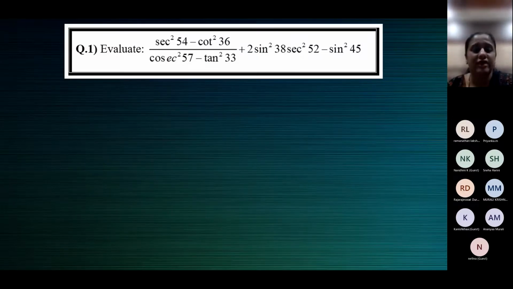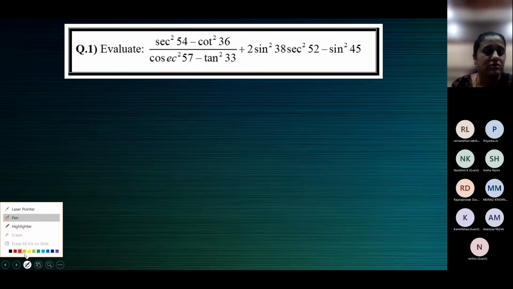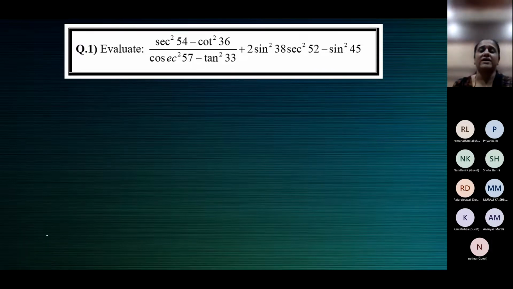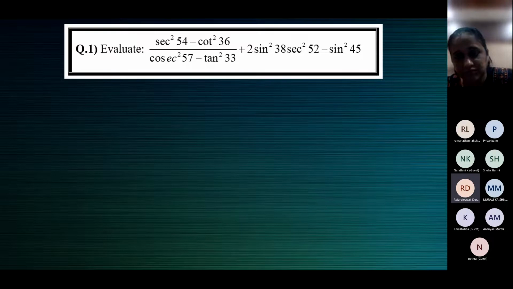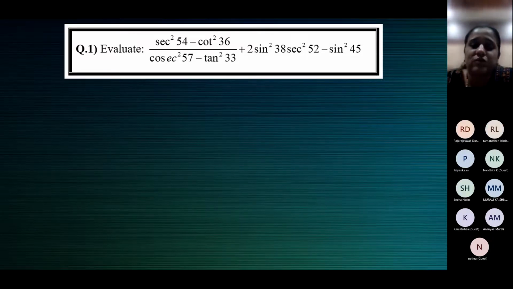So see this, evaluate. Look at the angles, children. Is there any standard angle in the expression? Sine square 45 degrees. So 45 is the only standard angle. The others are not. So when the angles are not standard angles, we mostly make use of the trigonometric ratios of complementary angles.